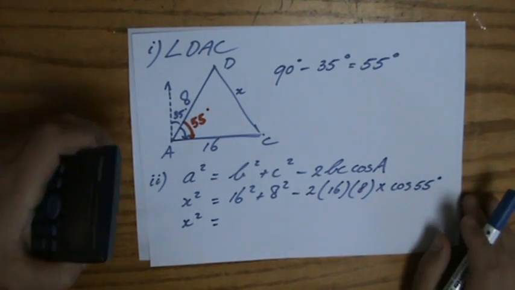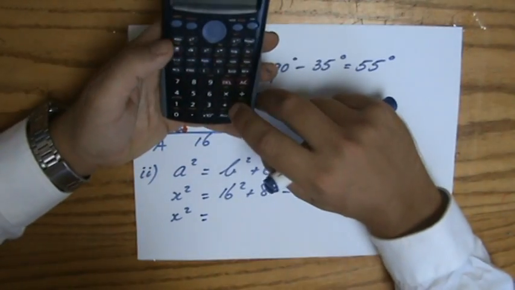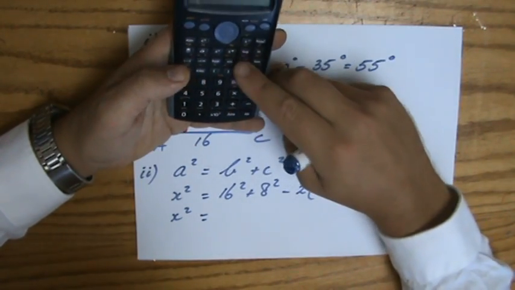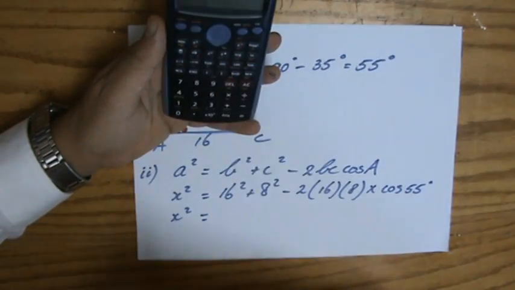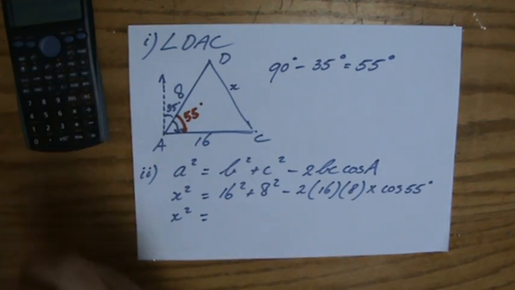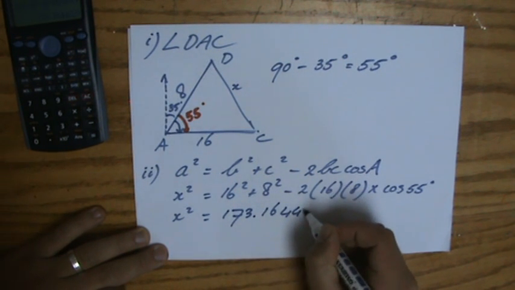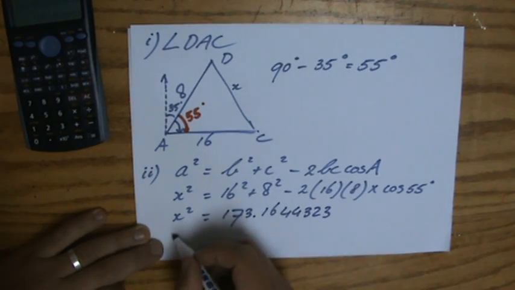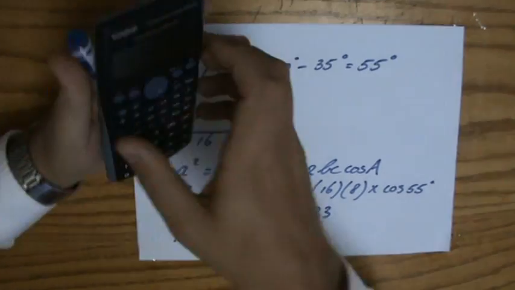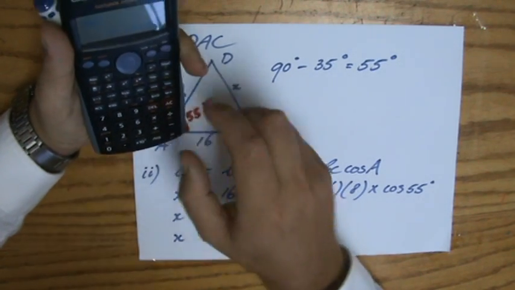Now I can grab my calculator. I didn't need my calculator before this moment, so make sure you don't use your calculator all the time. 16 squared plus 8 squared minus 2 times 16 times 8 times the cosine of 55. Make sure your calculator is set to degrees. Equals, and it gives me a long number, 173.1644323. That's a little bit long, and we still have to do the square root, and that's why I write everything down.